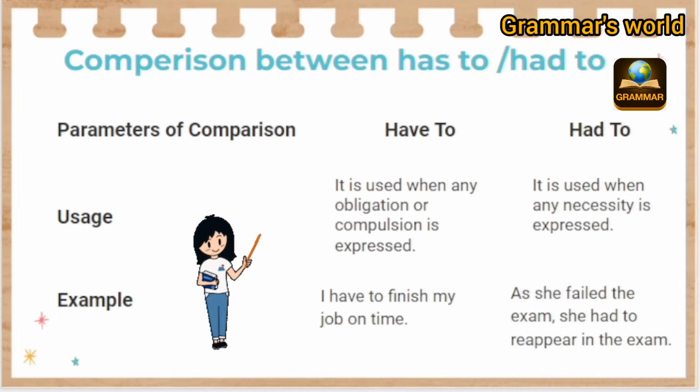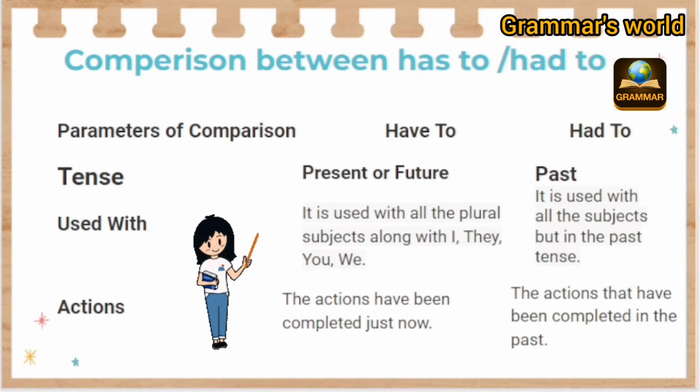The use of have to. It is used when an obligation or compulsion is expressed. Had to. It is used when a necessity is expressed. Example, I have to finish my job on time. And the example of had to, as she failed the exam, she had to reappear in the exam. Have to is used with all the plural subjects along with I, we, you, they, and had to is used with all the subjects but in the past tense.